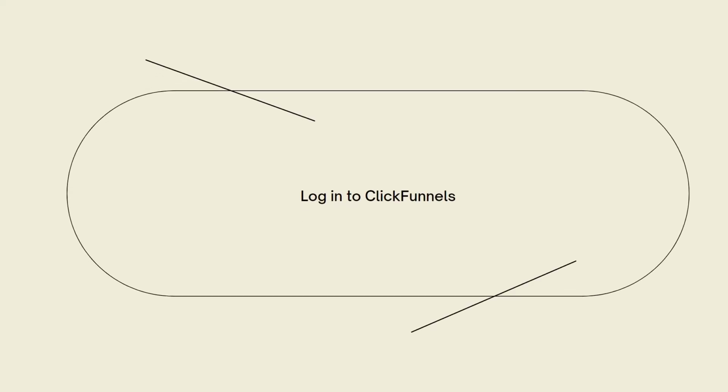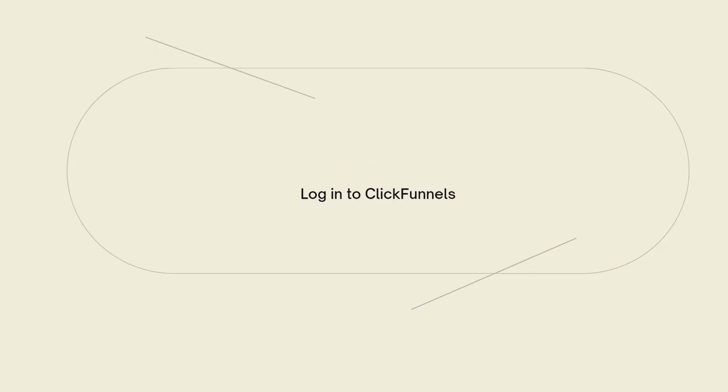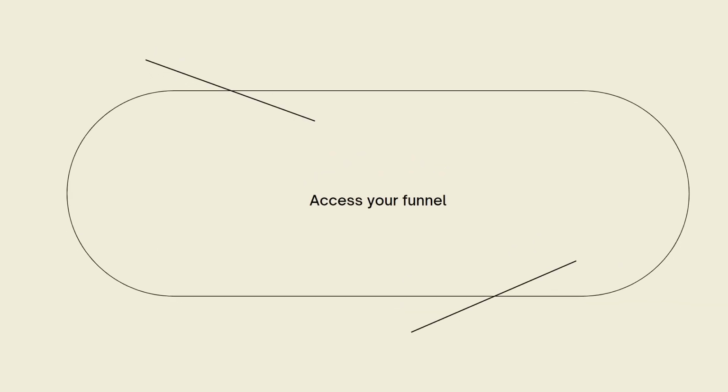First of all, what you need to do is log into ClickFunnels. Visit the ClickFunnels website and log into your account using your credentials. Now, access your funnel. Once logged in, click on the Funnels tab from the main navigation menu, then locate and select the funnel where you want to add the product.